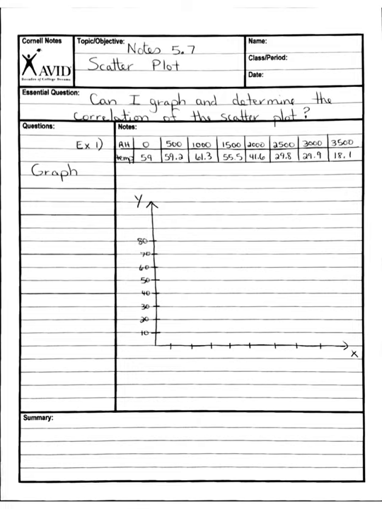In this lesson, we're going to look at what we call scatter plots. Can I graph and determine the correlation of the scatter plot? We're just going to look at an example, and then we can talk about why it's called a scatter plot, determine the correlation, and draw a trend line. Here's our information.